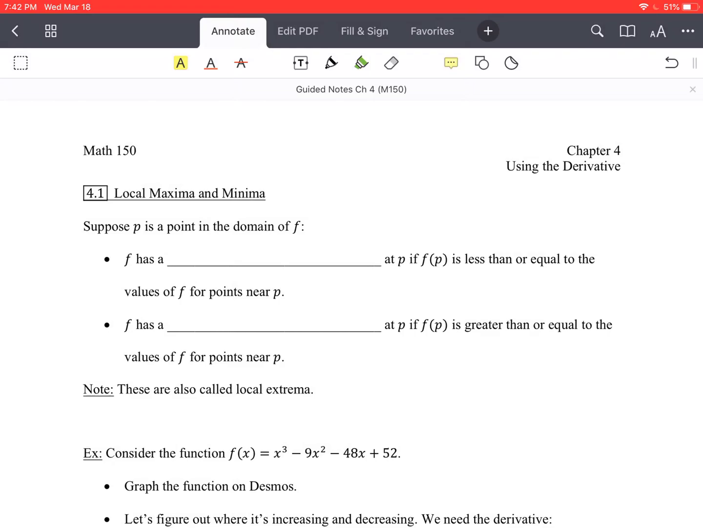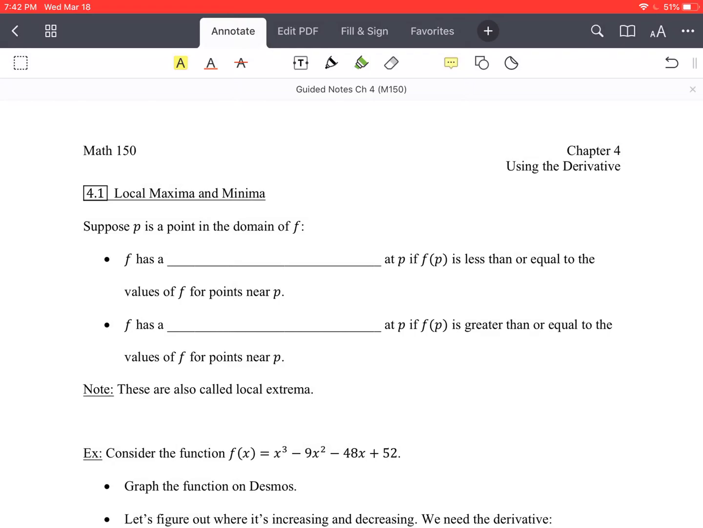So if you haven't done so already, go ahead and get out those guided notes that I have for you for Chapter 4, whether you're doing this on the computer, on your technology, on a tablet, or if you've printed them out or you're just taking notes by hand. We are going to be following along with these, so make sure you have those out and ready to go.